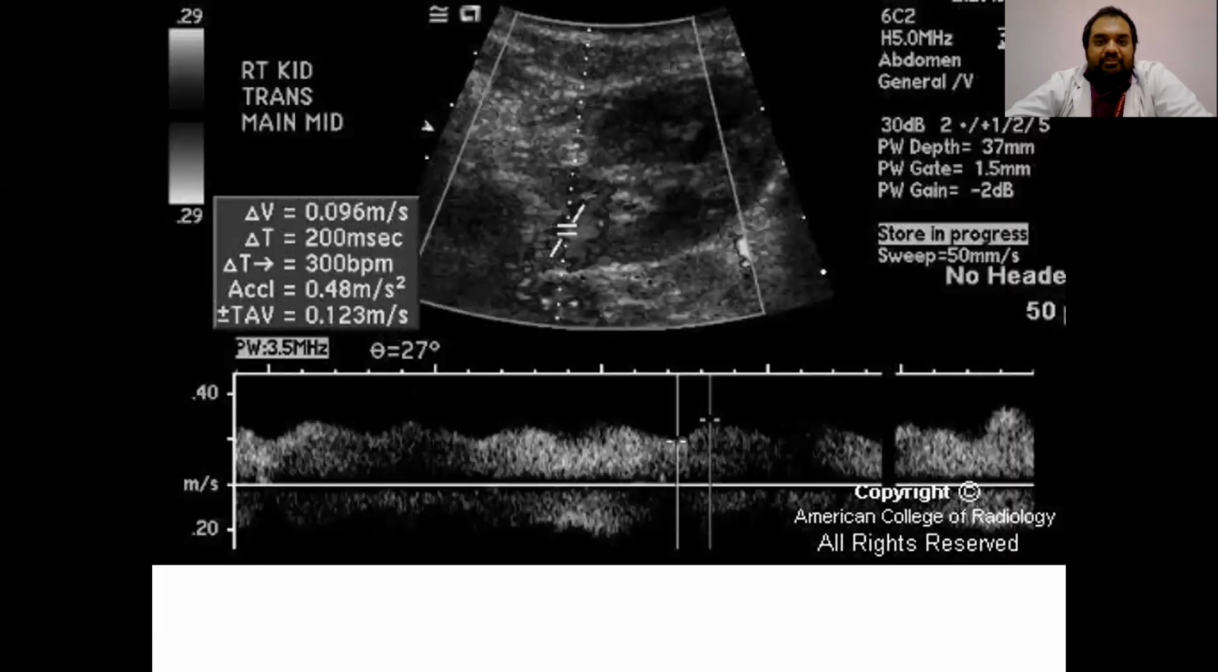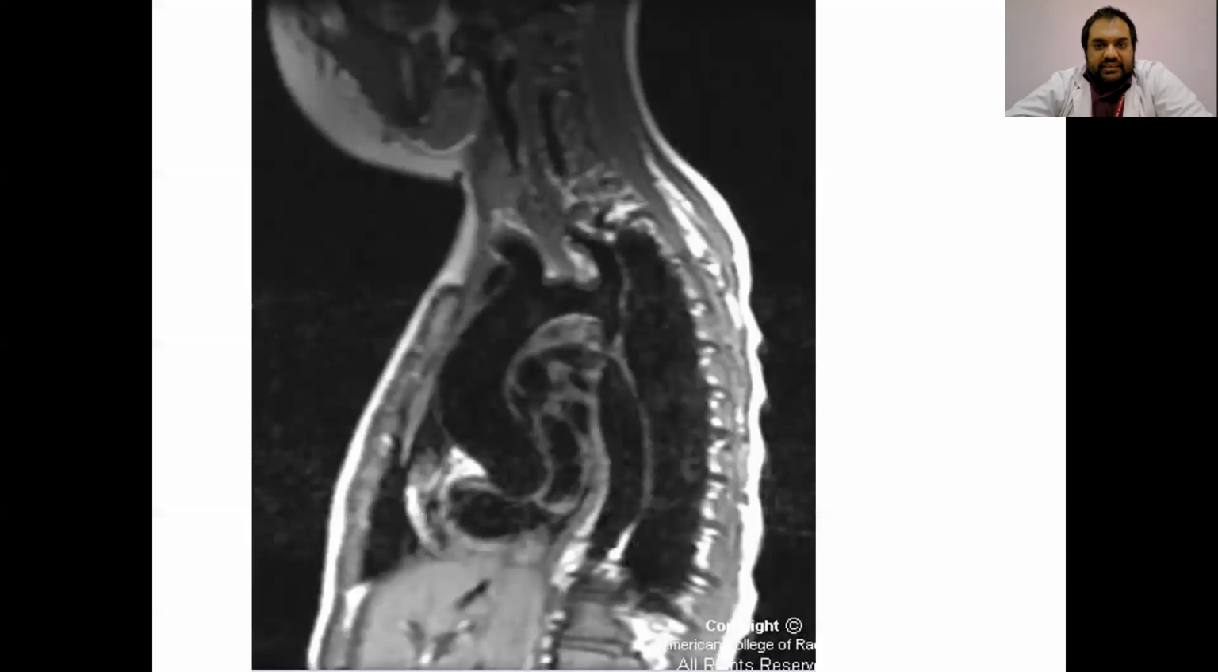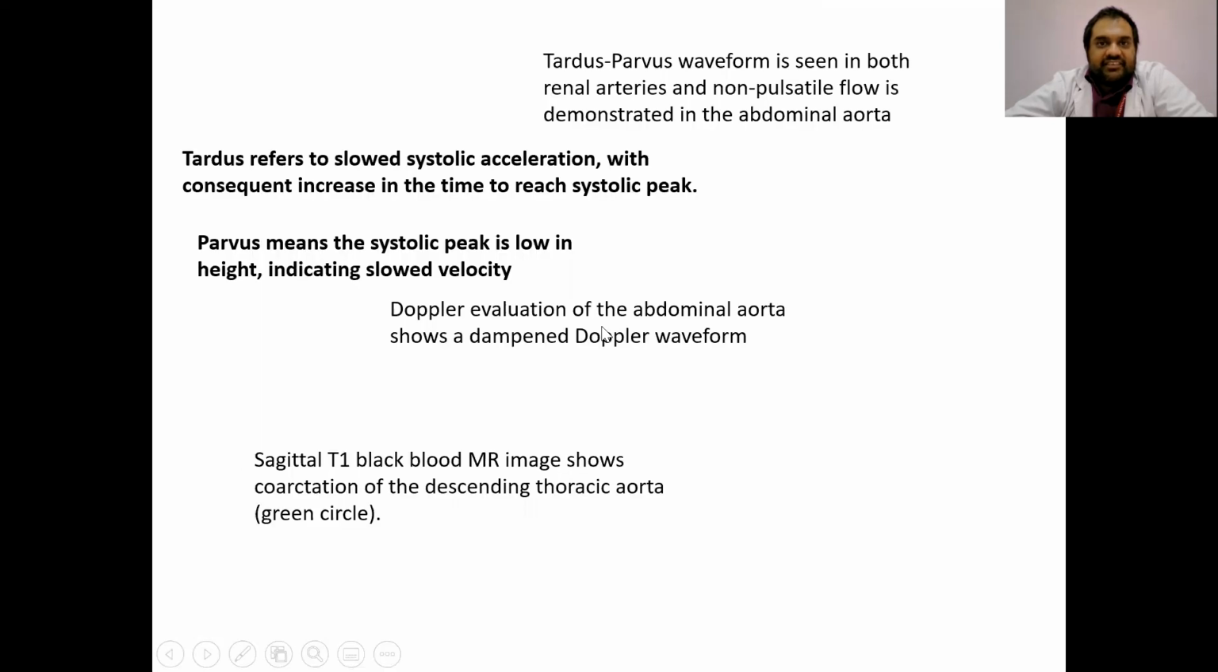Case 4. 10-year-old female with hypertension. This is echocardiography showing the pulsus parvus et tardus flow. You can see the enlarged aorta, arch. Tardus parvus waveform is seen in both renal arteries, and non-pulsatile flow is demonstrated in the abdominal aorta.